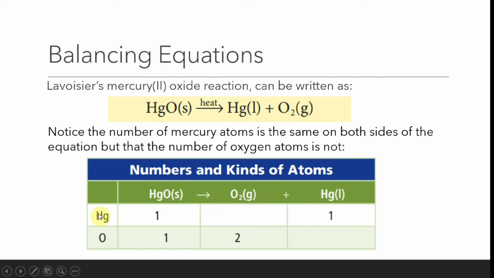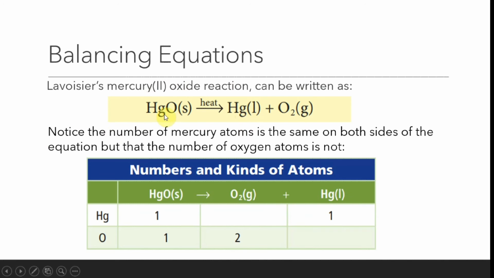We have mercury and we have oxygen on both sides. Those are the only ones you can see, mercury and oxygen. Then we count how much we have on each side. On this side, I have only 1 mercury. On the other side, after the arrow, I have 1 mercury. So we can say it's balanced.